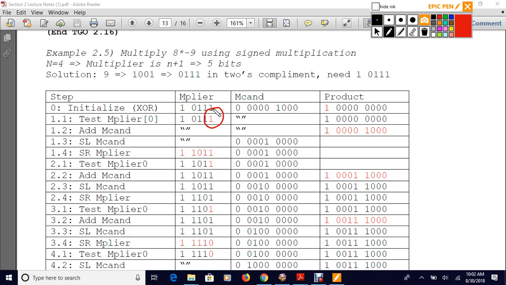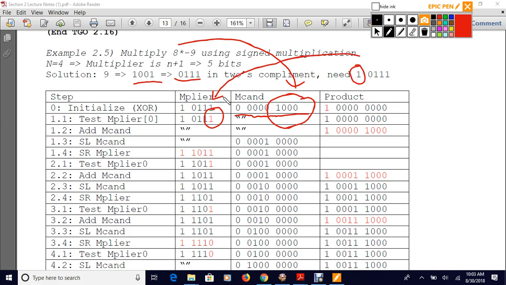Then we add the multiplicand. So here it's 0, 0. Here, because it's 8, we put that there. As you can see, I probably went a little too fast and skipped over everything. So it's -9. You get the 9 value, you take the 2's complement, and you need this negative bit here. That's how we get this multiplier value.